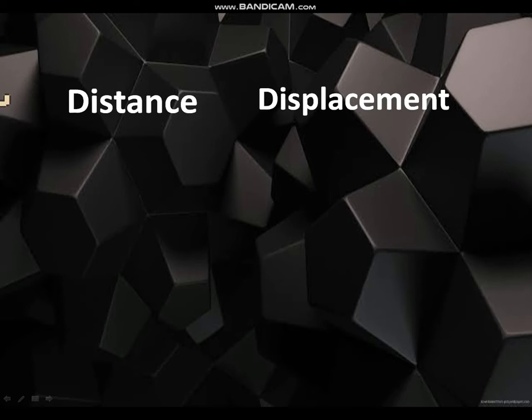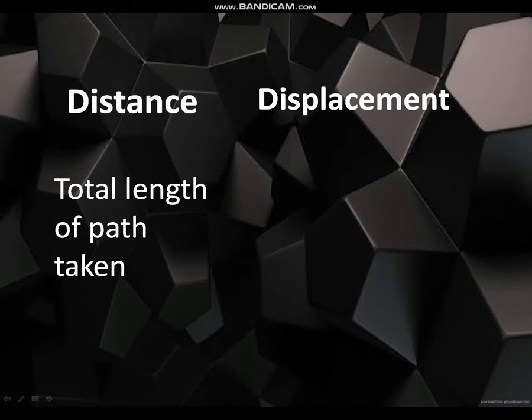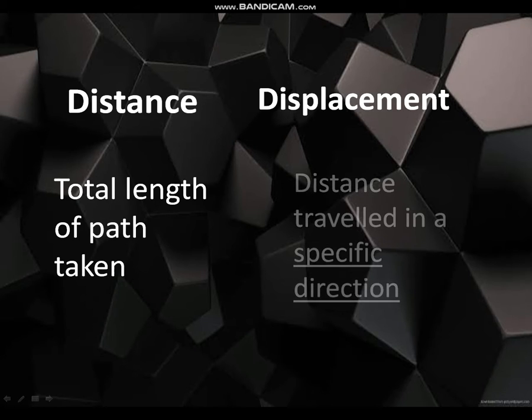First, we need to get the distance and displacement, wherein distance is the total length of path taken by the object, while the displacement is the distance traveled in a specific direction.